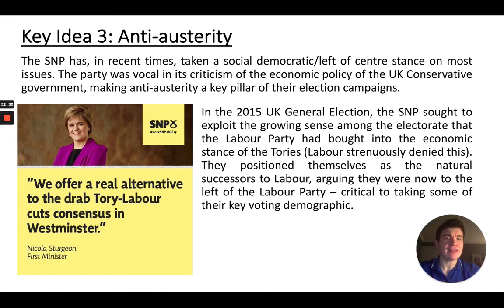And claim that they themselves were the natural successors to Labour in terms of promoting social justice and opposing cuts and opposing austerity. Labour strenuously denied that this was the case, and Labour always argued that they were the party best able to challenge austerity. But it didn't cut through with voters. The SNP had kind of won the hearts and minds of voters, as we'll see here, folks.